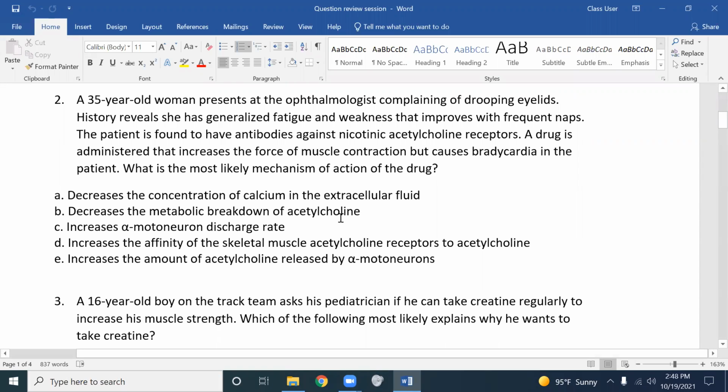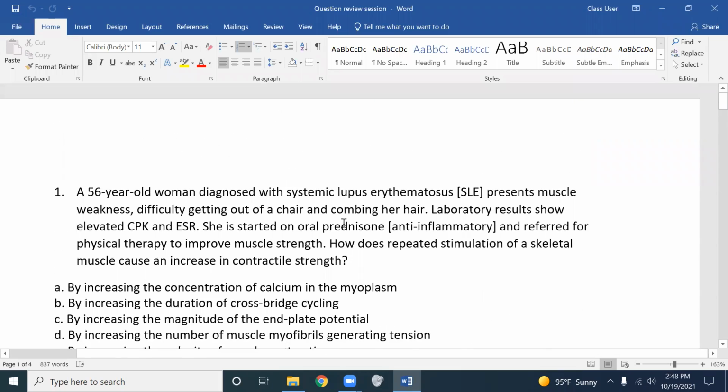In other words, what are you administering to this patient? An acetylcholinesterase inhibitor. Okay, that's what you are inhibiting. What are you giving this particular patient? Next one.